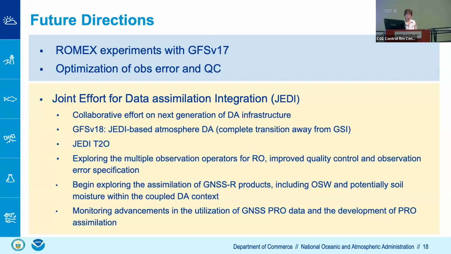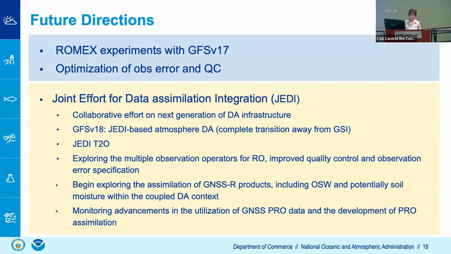So this is my last slide. Future directions. We're using the V17 or ROMAX experiment as an opportunity to explore the potentials for GFS V17 and also working on this optimization for the ops error and the QC. One of the major efforts here at EMC is the transition to JEDI, because JEDI is our next generation of DA infrastructure. In V17, we still use GSI for the atmosphere DA, but from V18, it is entirely JEDI-based.